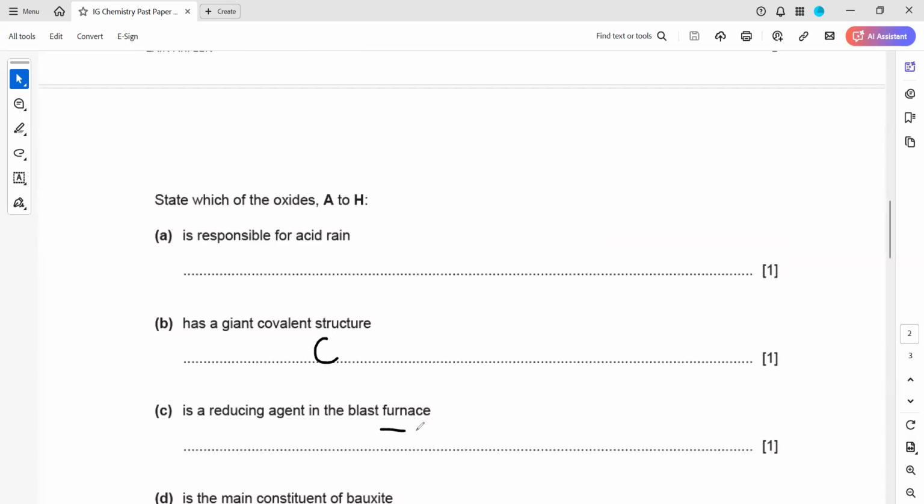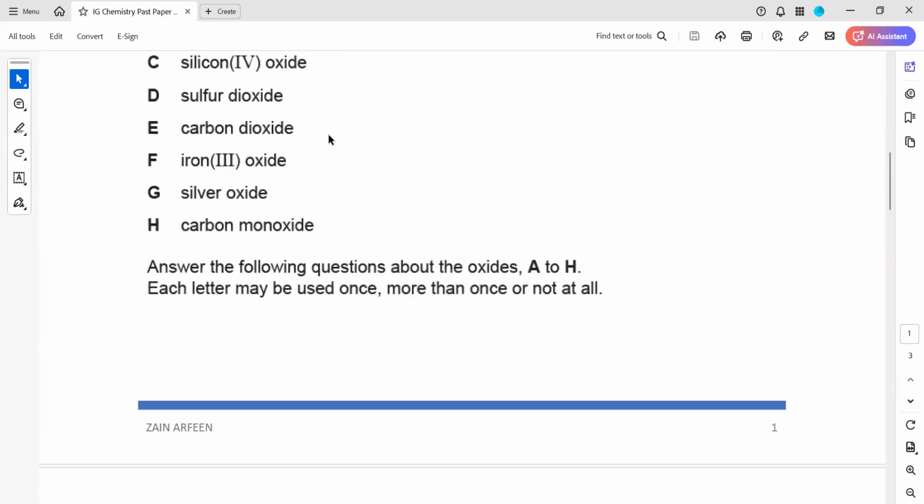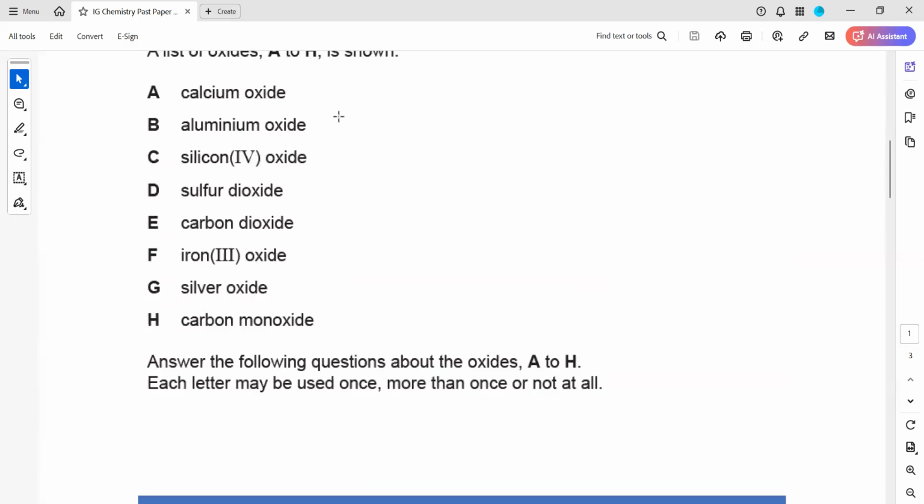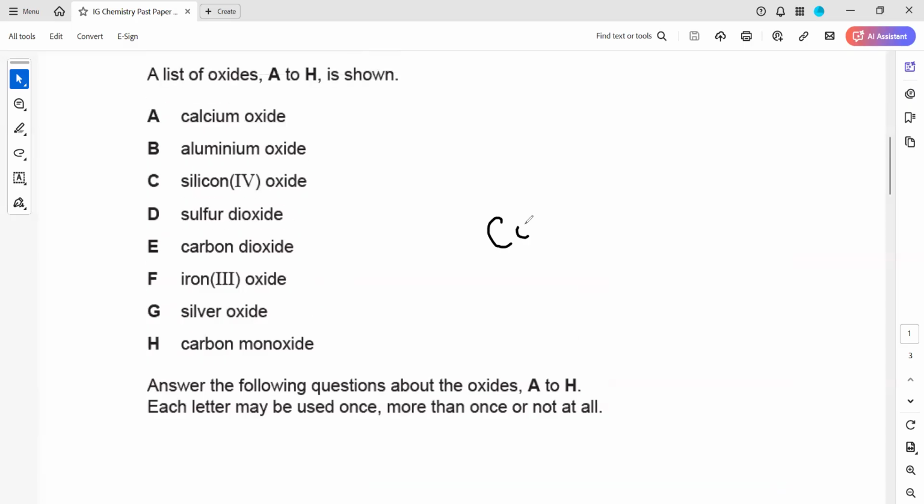Is a reducing agent in a blast furnace. So in a blast furnace, carbon, good. Because carbon monoxide and carbon are both good reducing agents. When carbon monoxide reacts with iron oxide, oxygen is removed from the iron, and it forms carbon dioxide and Fe. The equation is not balanced, but you can see carbon monoxide has a tendency to remove the oxygen from the other substance. That's why we call carbon monoxide a reducing agent. So both carbon and carbon monoxide are reducing agents.